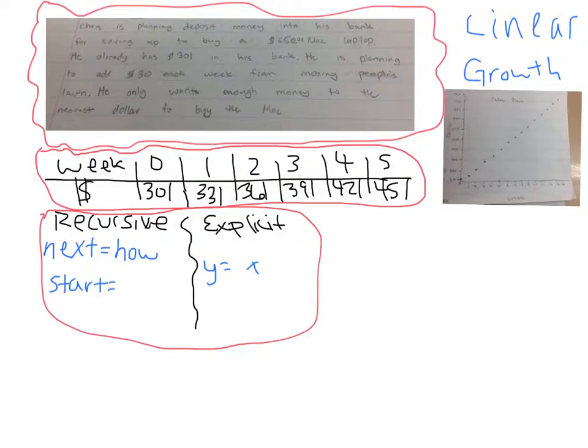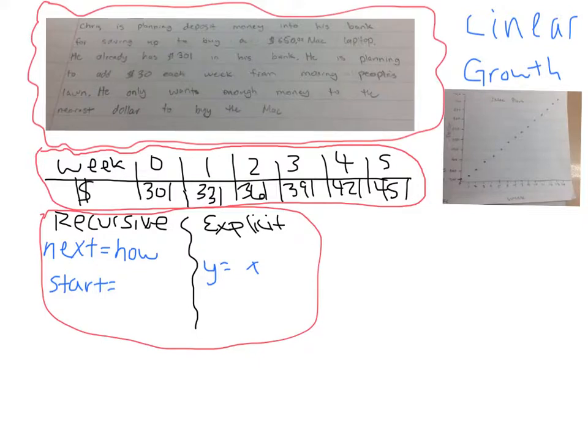This is the linear growth problem. Chris is planning to deposit money into his bank for saving up to buy a $650.99 Mac laptop. He already has $301 in his bank. He's planning to add $30 each week from mowing people's lawns. He only wants enough money, to the nearest dollar, to buy the Mac.